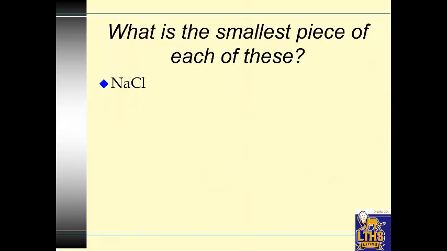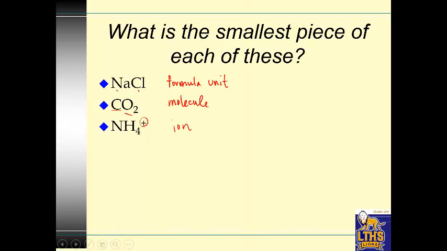So what's the smallest part of this? Well, this is a metal and a nonmetal, so this is an ionic compound, so it's a formula unit. Formula unit. That's what represents the ionic compound. What about this? Nonmetal, nonmetal, represented by a molecule. Ooh, look, it has charge. So this thing is represented by ions. This is a molecule.